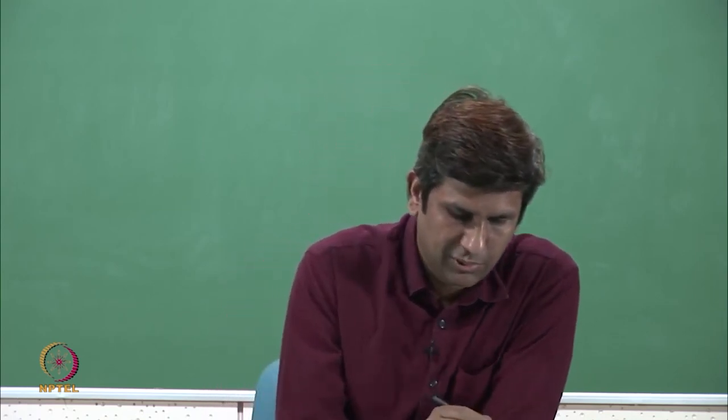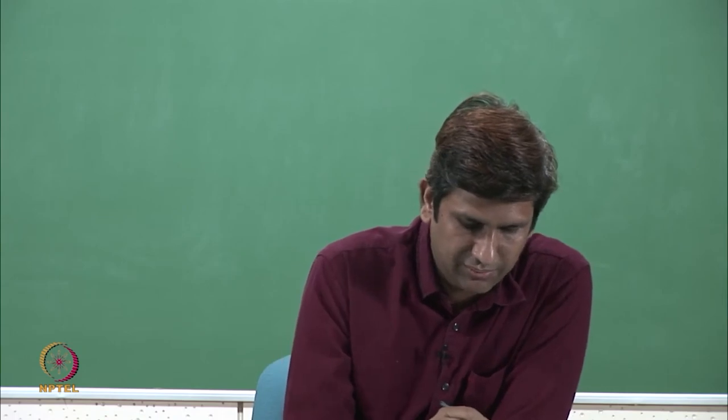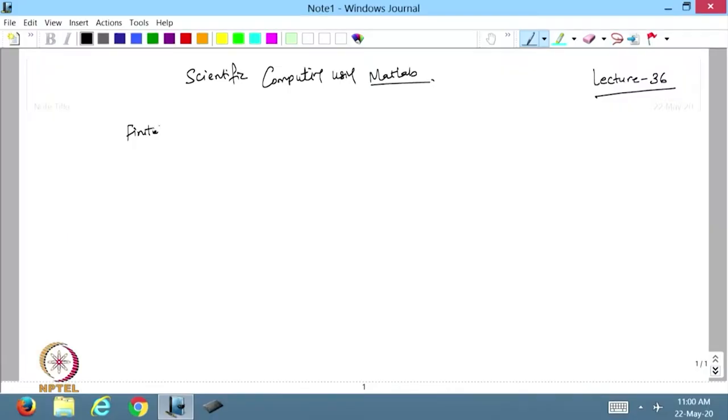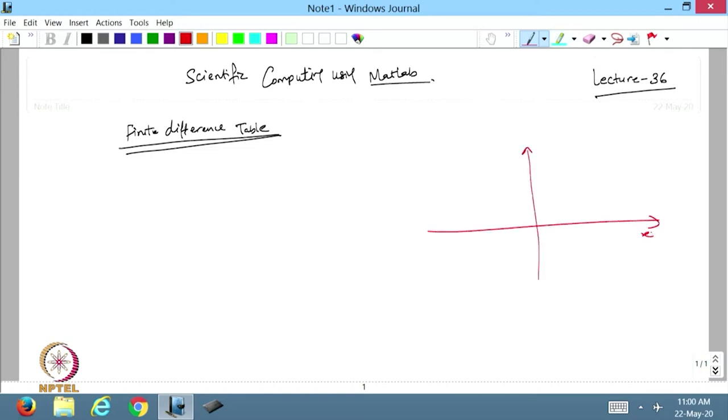Now today we will discuss the finite difference table. As we know, this is my x axis and this is the y axis, and I have some data that is equally spaced for the given interval.